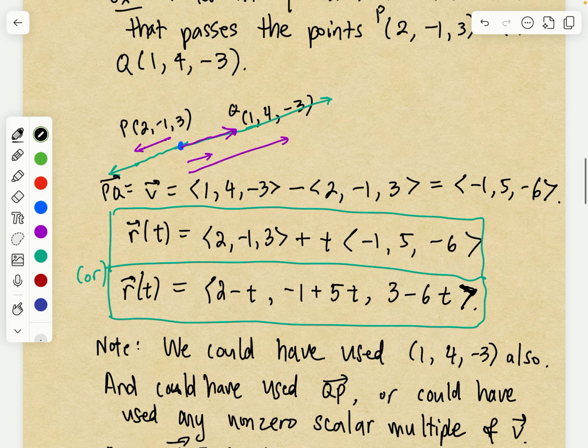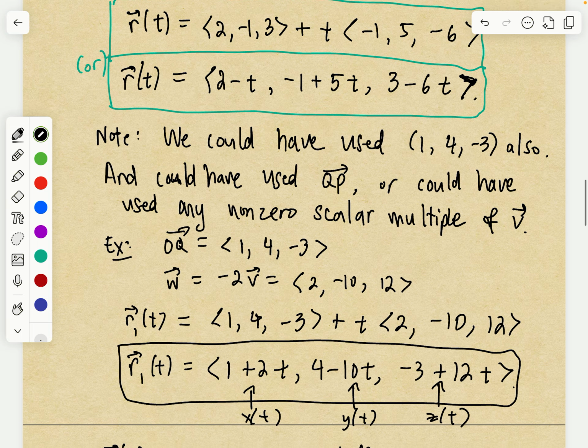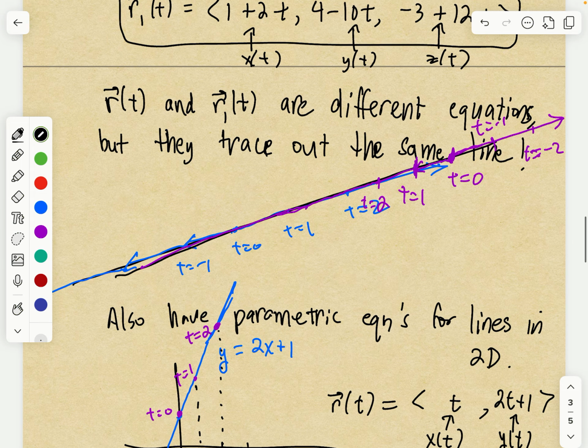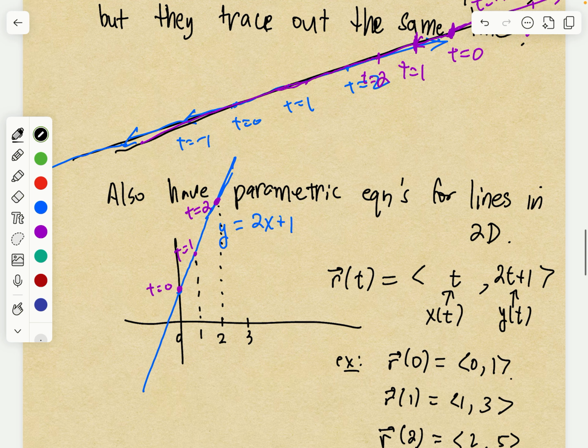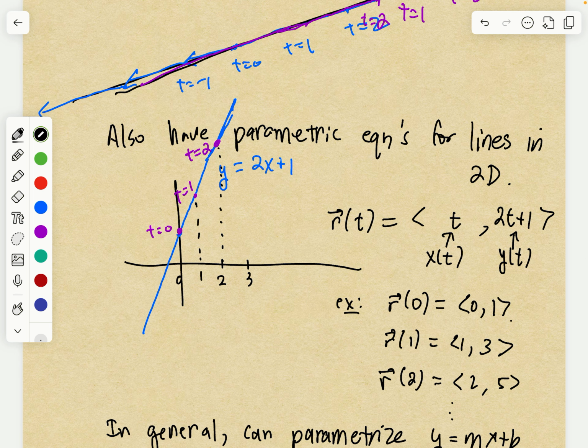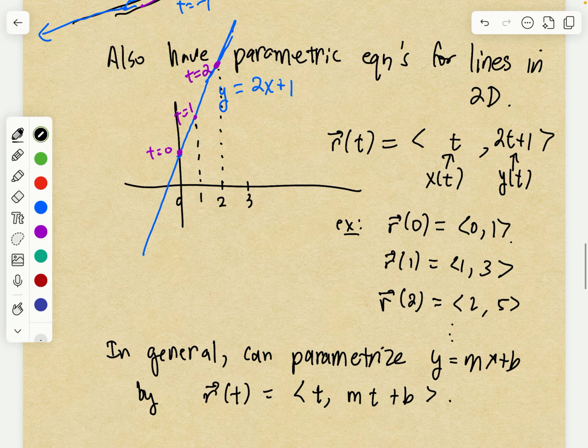And we did some examples, and we saw that any line is going to have an infinite number of parametric equations, just like if you have a freeway, there's an infinite number of ways a car can traverse the entire freeway. That's like an analogy. And then we explained how to come up with parametric equations for lines in 2D. It's really easy. If y equals mx plus b, it's just r of t equals (t, mt plus b). That's one way to do it. That I think is the easiest way to do it. It's not the only way, right?